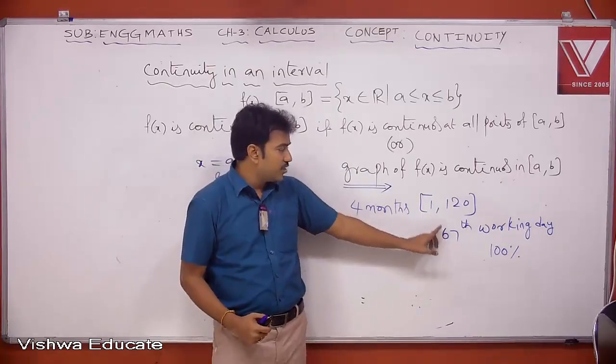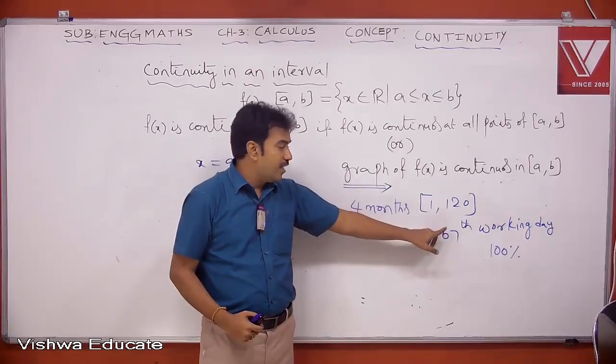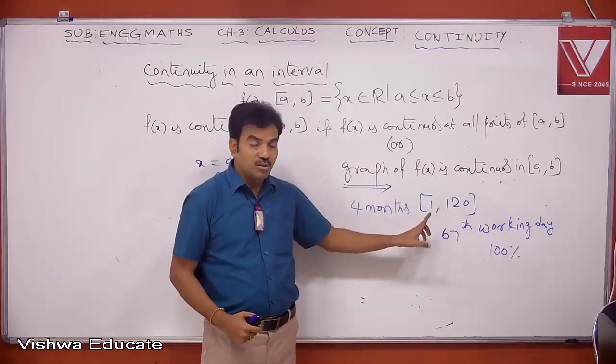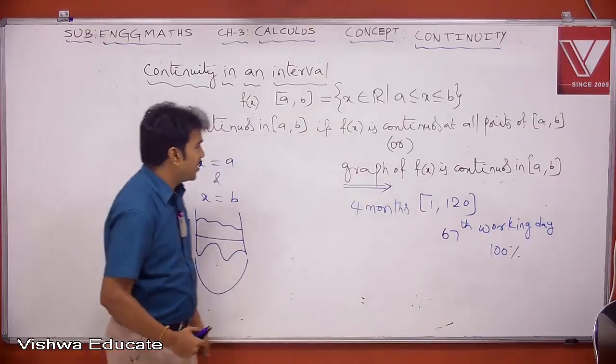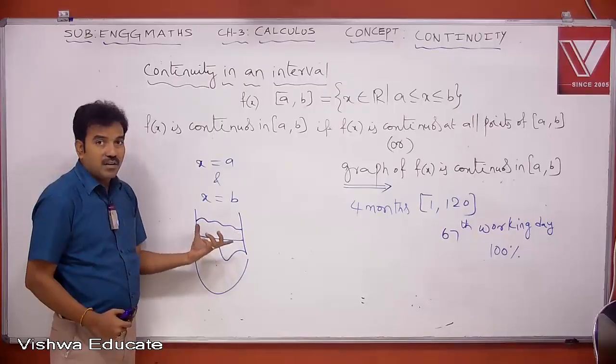So in this case, the student was absent on the 67th working day. Therefore, that fellow is not continuous in the semester 1 to 120. Similarly, if the graph of f of x is continuous, then the function is continuous.